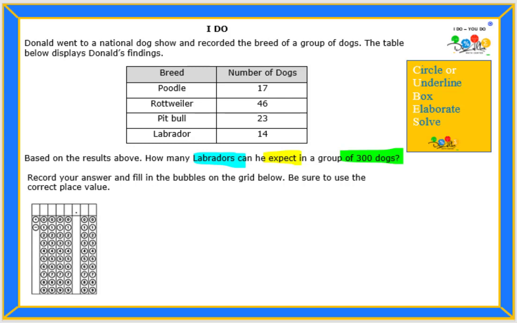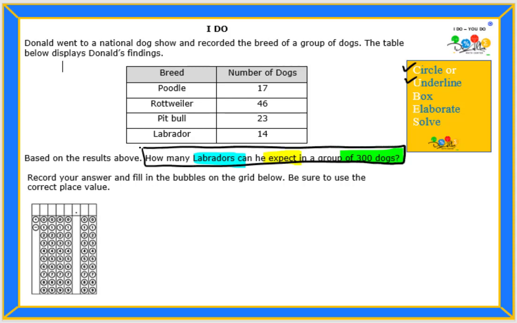So as we read the problem, we highlighted our important information. So we make sure to circle and underline it. Now I want to box in my question. How many Labradors can he expect in a group of 300 dogs? So you can see that our question has most of the main important information.